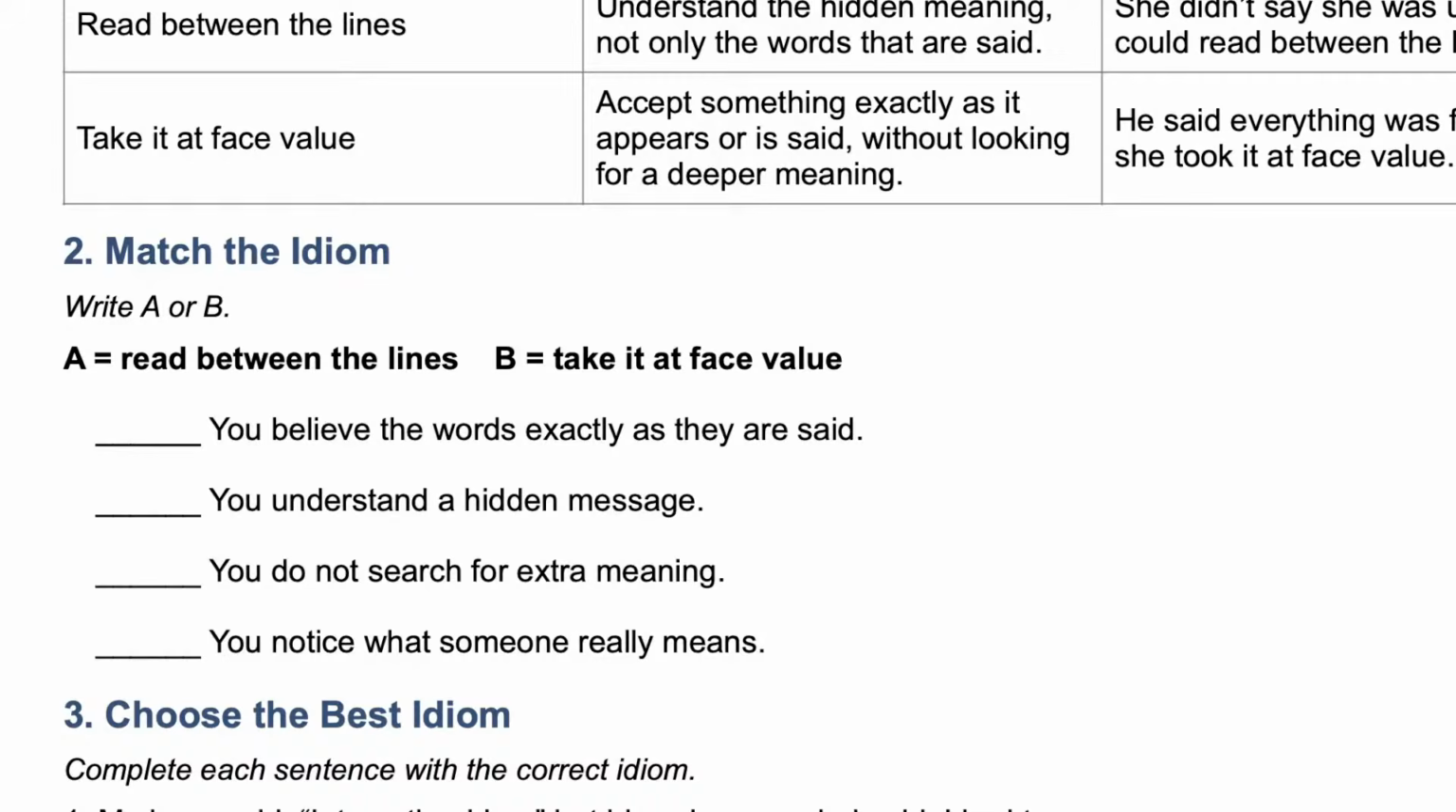Okay, so in the chat, let's see your answers in the chat here. And then 2, you understand a hidden message. Is that A or B? Is that read between the lines or take it at face value? Number 3, you do not search for extra meaning. Is that A or B? And then 4, you notice what someone really means. Is that A or B?